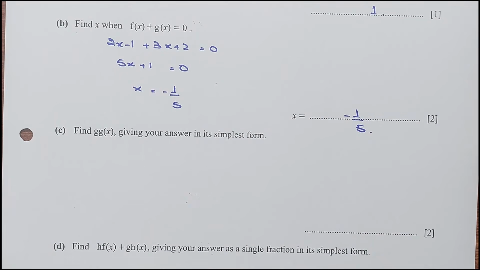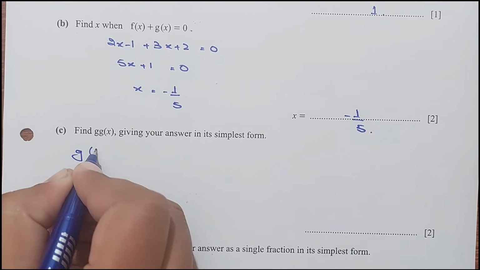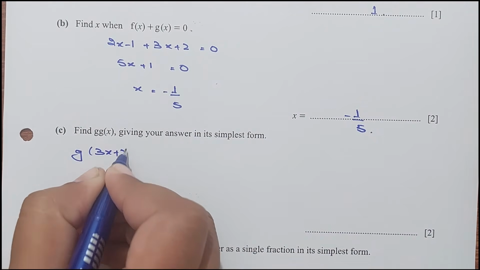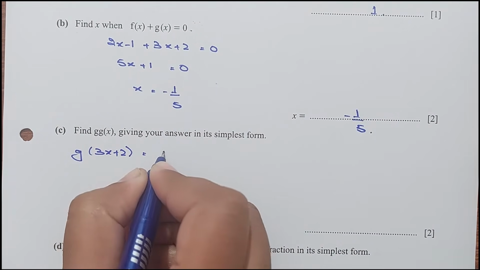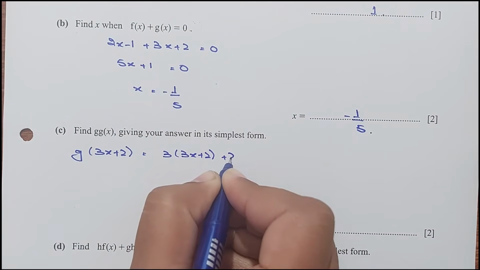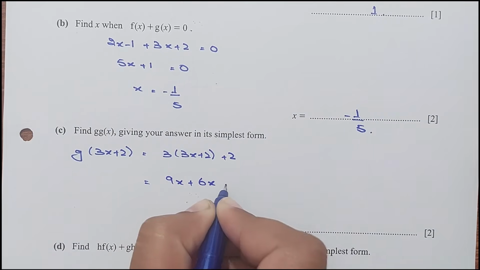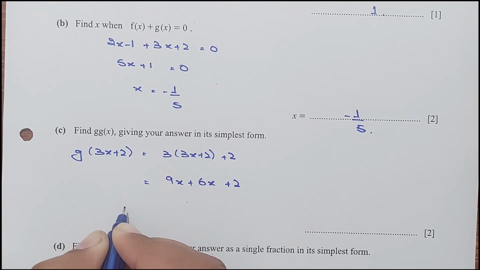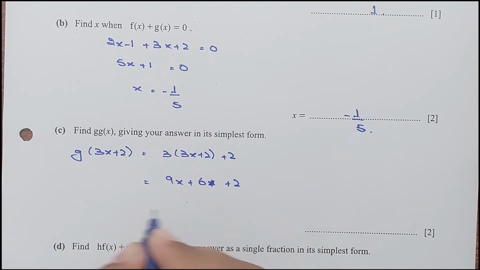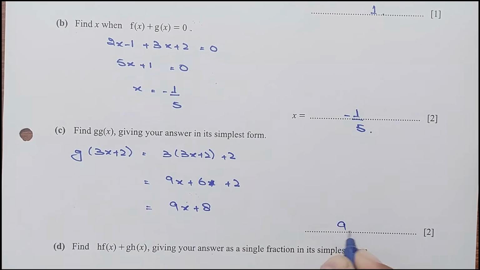Right. Now for part C, find gg of x, giving your answer in its simplest form. g of g of x, and g of x is 3x plus 2, right? And this is 3 into 3x plus 2 and plus 2. So this is 9x plus 6 plus 2. So 9x plus 8 is in the simplest form.